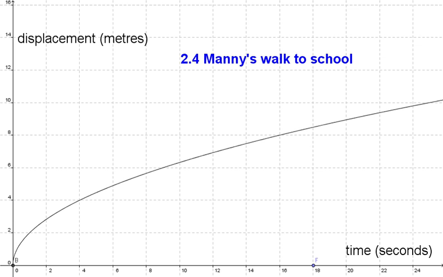Okay, so let's pretend now Manny is following this path towards school. So what could you tell me about Manny's walk to school now? Well, you can see that at the beginning, he starts walking fast and then he's slowing down. Well, how can we tell? Now, the average rate of change is not the same as the instantaneous rate of change at any one point.